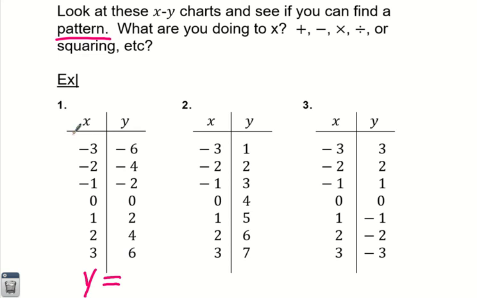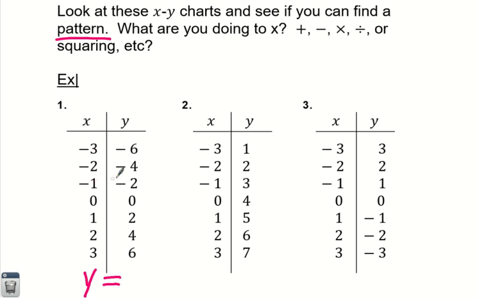In other words, what's the mathematics, all the operations, adding, subtracting, multiplying, and dividing? What operations would you do to -3 to make it -6? That same operation or operations to make a -2 into a -4, which would also make a -1 into a -2 and a 0 remain 0 and 1. Okay, so what math are we doing to the x values to make them the corresponding y value?